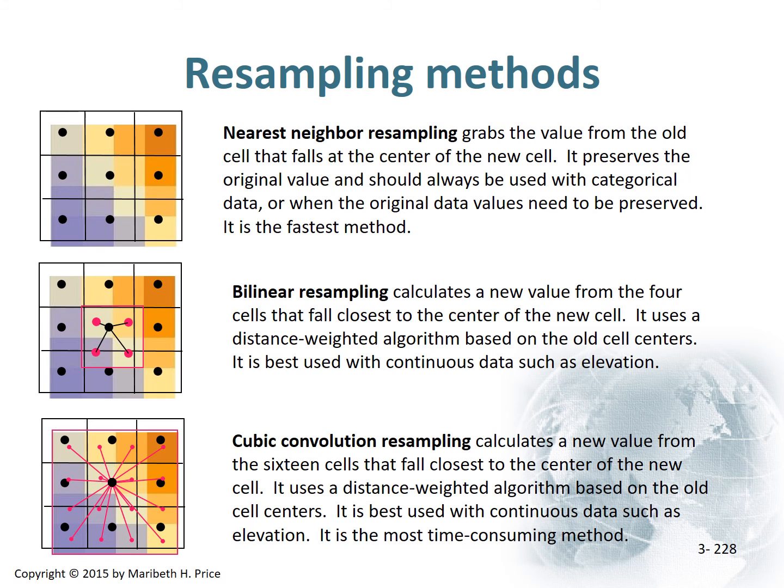Nearest neighbor basically finds the cell value at the center of the previous cell closest to the new one and uses that number. Bilinear looks at the 4 closest cell centers and then does a distance-weighted algorithm to come up with a new value for the new cell. Cubic convolution does the exact same process as bilinear, except it looks at 16 cells instead of 4. Nearest neighbor is the fastest, cubic convolution is the slowest, bilinear is somewhere in between. Nearest neighbor gives you the most detail, cubic convolution blurs your data the most.